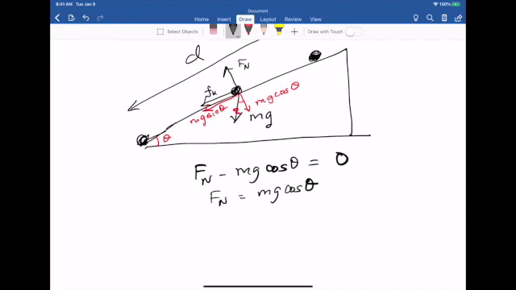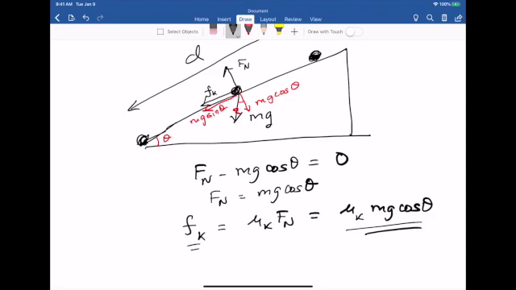We can use this to get an expression for Fk. The formula for kinetic friction is mu k multiplied by Fn. Mu k is given, and for Fn I can just plug in mg cosine theta, and we are all set to use the new approach in order to solve this problem. So we just needed to set up Newton's second law to get an expression for the friction force. Fk is equal to mu k times mg cosine theta.